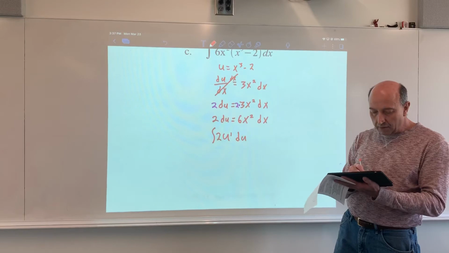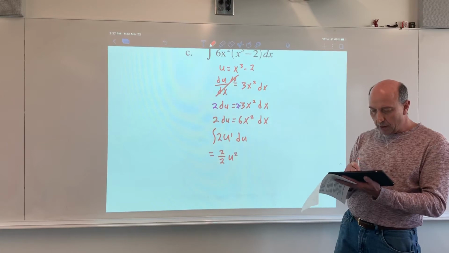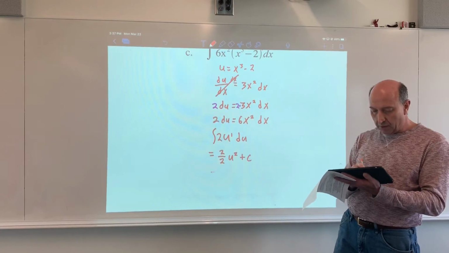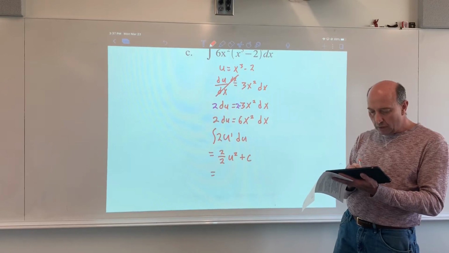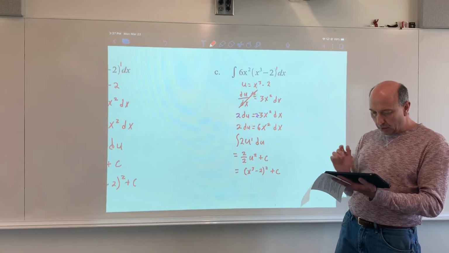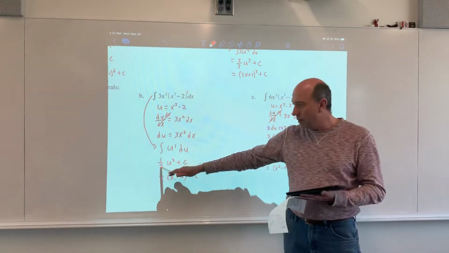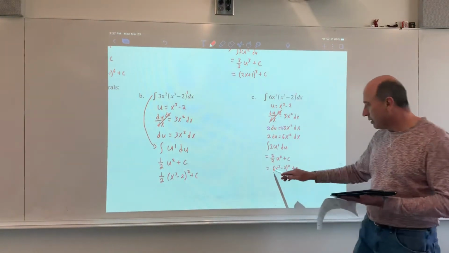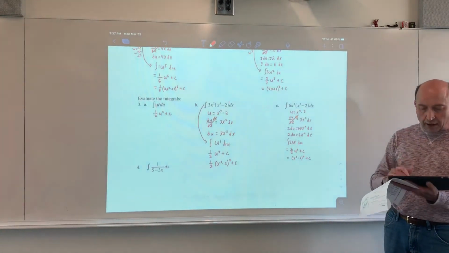Now, the antiderivative of 2u to the first is 2 over the new exponent, u to the new exponent, plus c for good measure. And 2 over 2 is 1, and u is x to the third minus 2. So here, see the 2 over 2 made it into a 1. Here we have the 1/2, so we got rid of this number right there. Let's try one more.